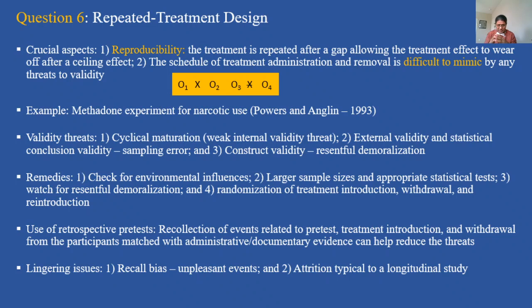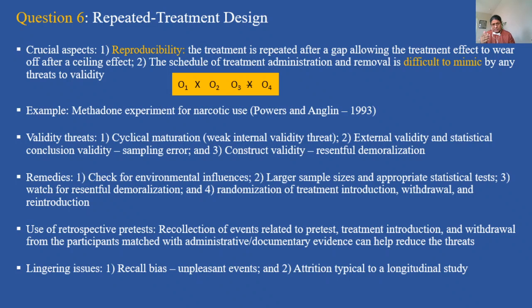A classic example of this design is the experiment by Powers and Anglin in 1993, where they used methadone to counter the narcotic use addiction. This design is also very popular among researchers in psychology. Now, what are the validity threats in this design?